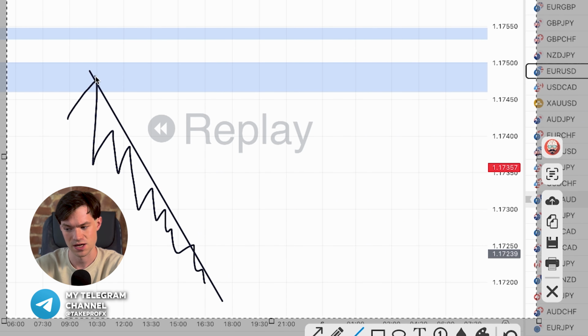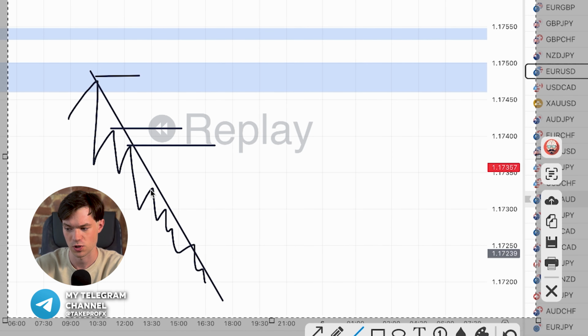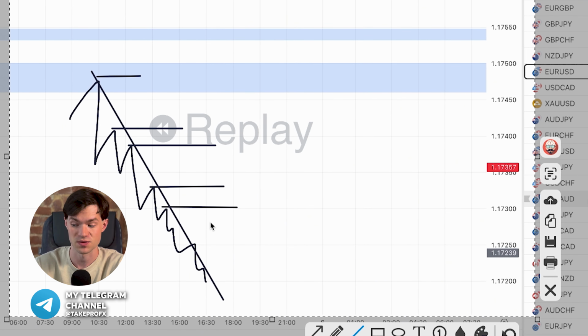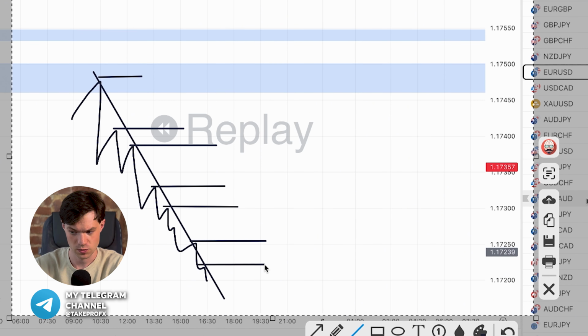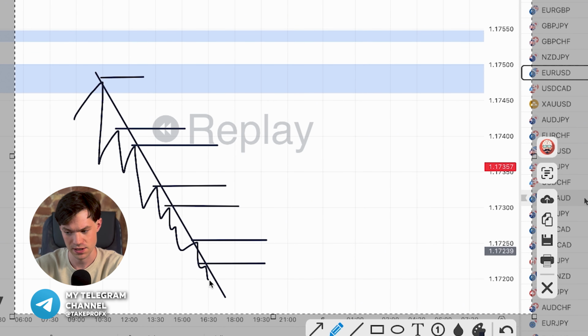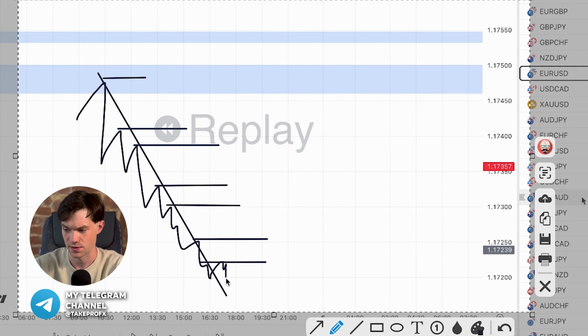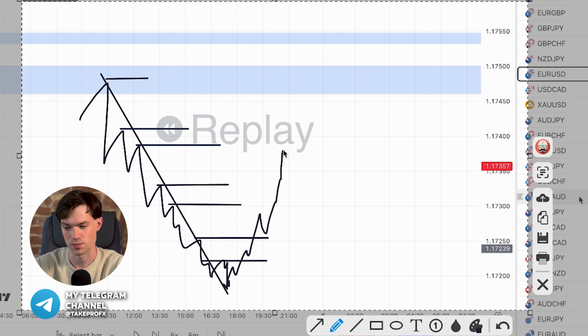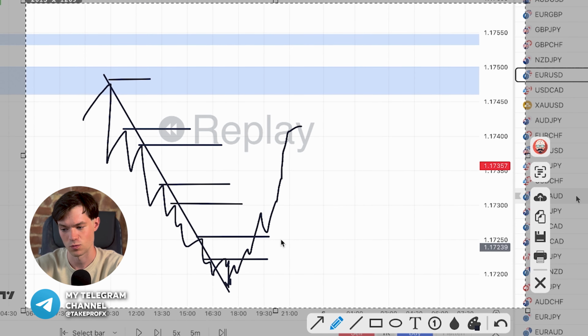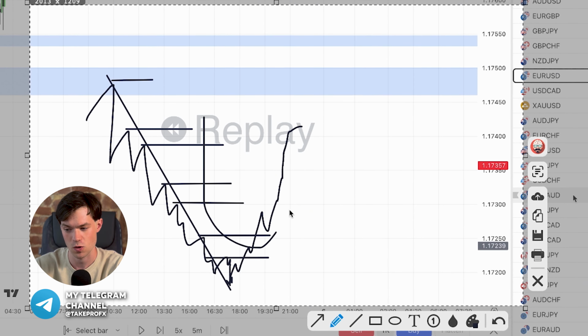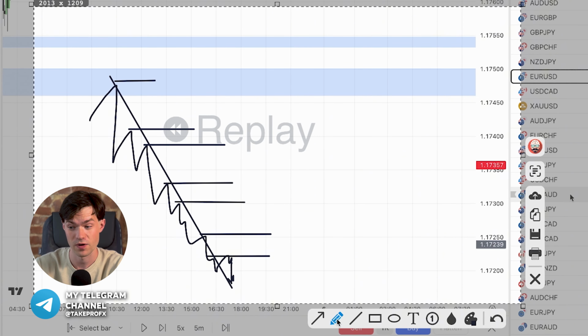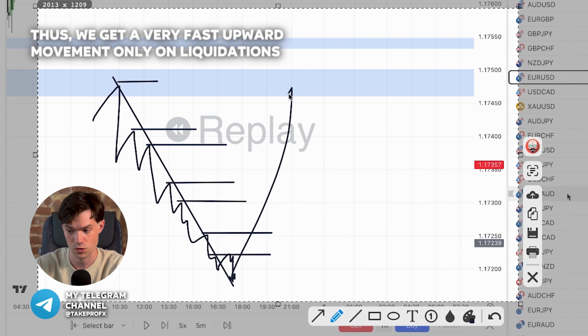So we get a downtrend movement where after every high a huge number of stop losses of beginners and even experienced traders are accumulating. All these stop losses are liquidated very quickly after the price breaks this trend line, making a retest or simply the structure breaks and a very fast upward movement starts, which liquidates all these stop losses. Thus, we got a very fast upward movement only on liquidations.